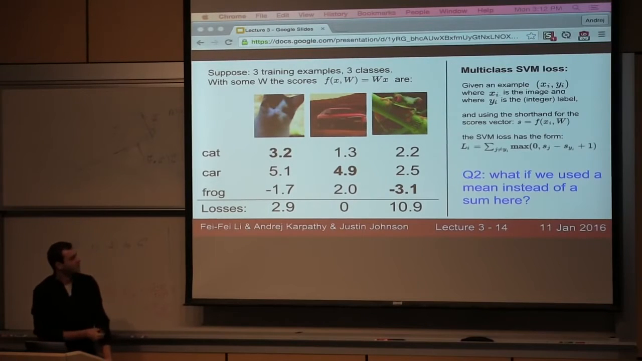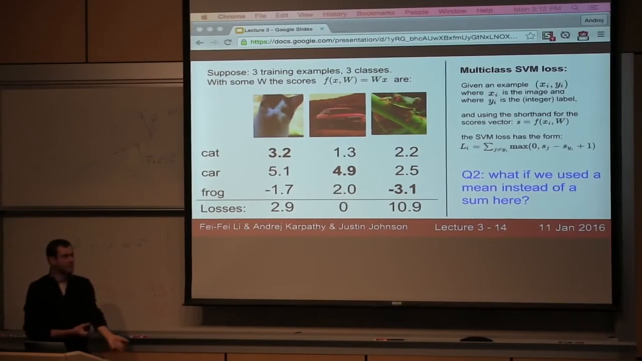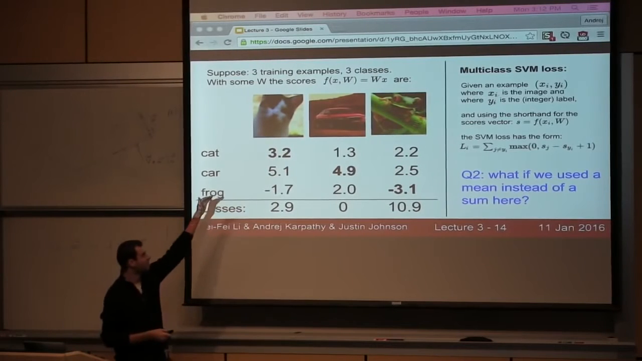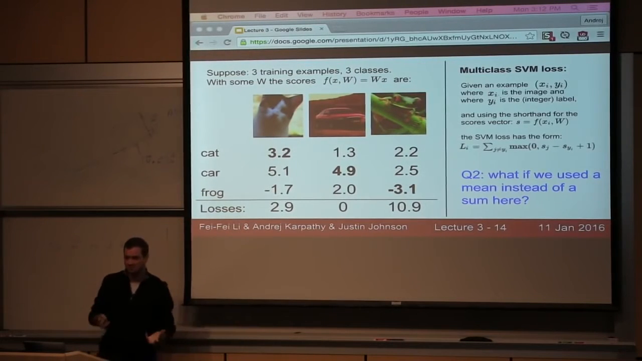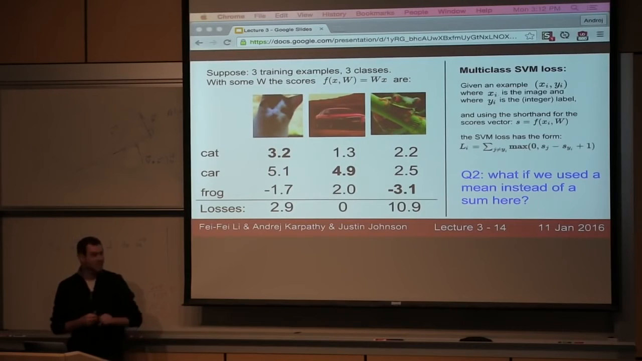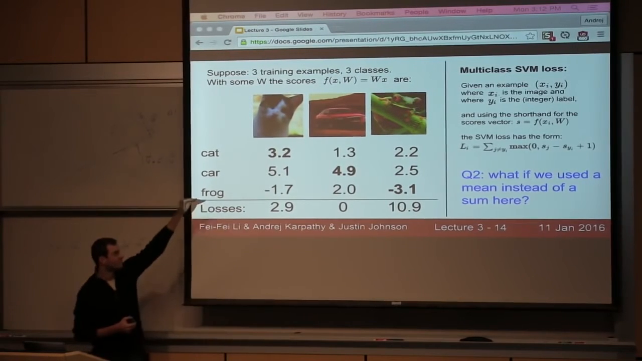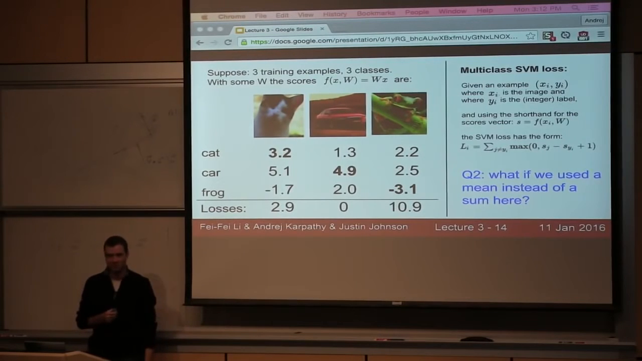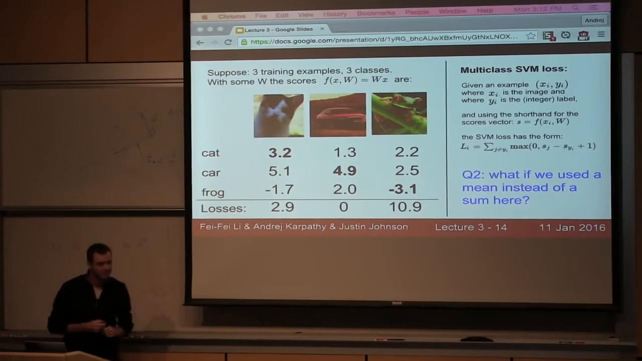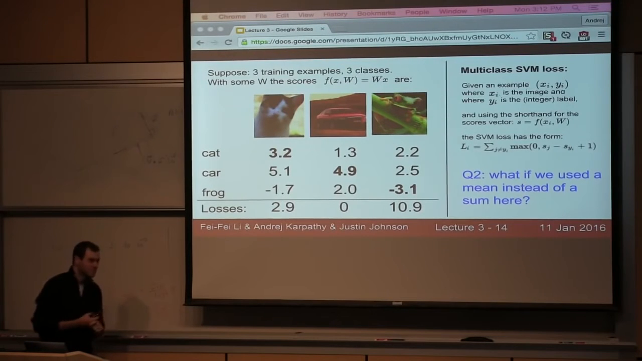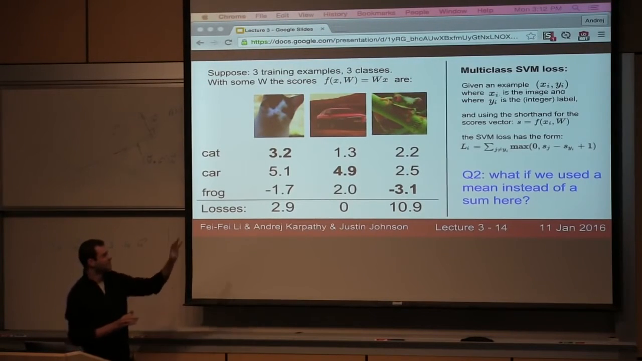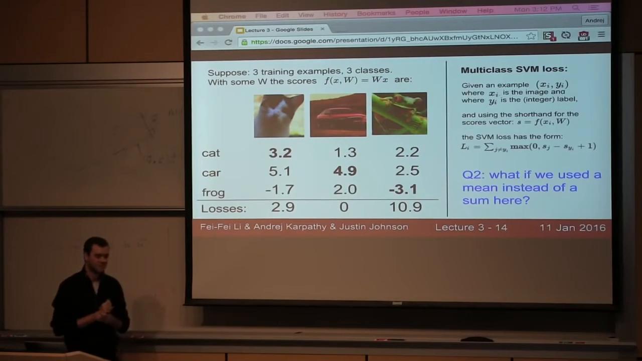Second, what if we used a mean instead of a sum? So I'm summing up over all these constraints. What if I use the mean? Just like I'm using the mean to average over all the losses for all the examples, what if I use the mean over the score constraints? Go ahead. If you have too many classes, that would sort of dilute the loss, possibly. So you're saying if there were too many classes, that would dilute the loss. You're right in that the absolute value of the loss would be lower.